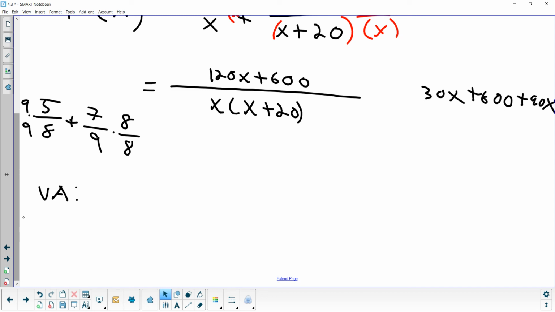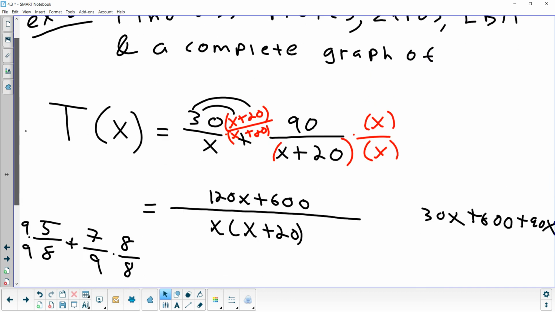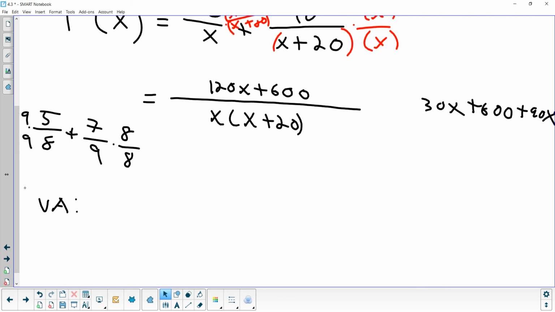All right, how do you find vertical asymptotes? Make the top equal to 0. When you make the top equal to 0, you're finding X-intercepts. So that is something that sometimes we're asked to find, not on this one, but that is something we've done in the past.